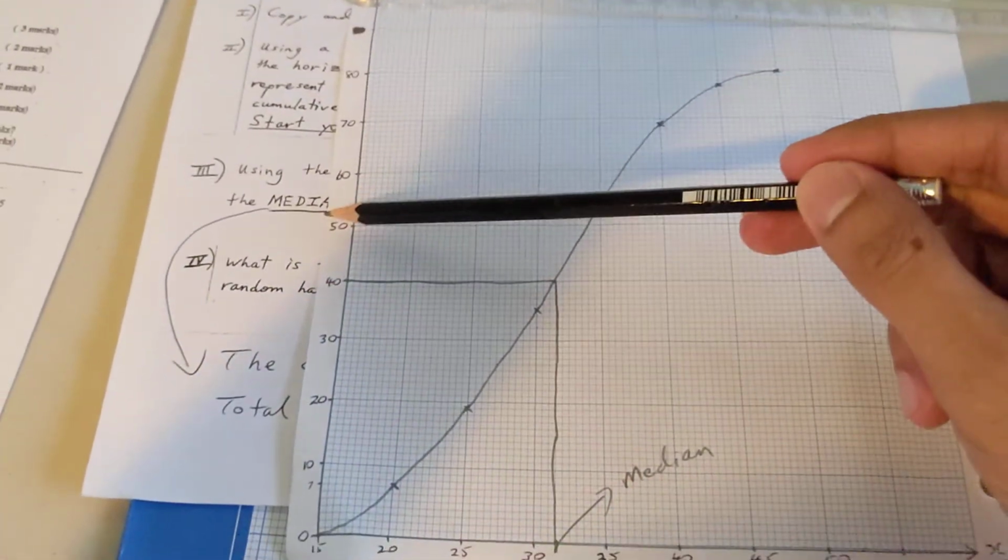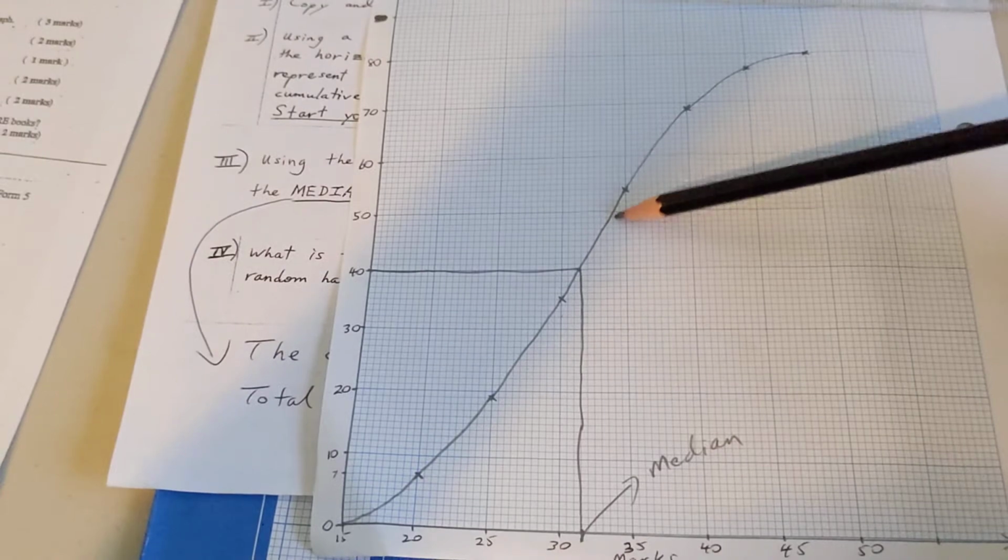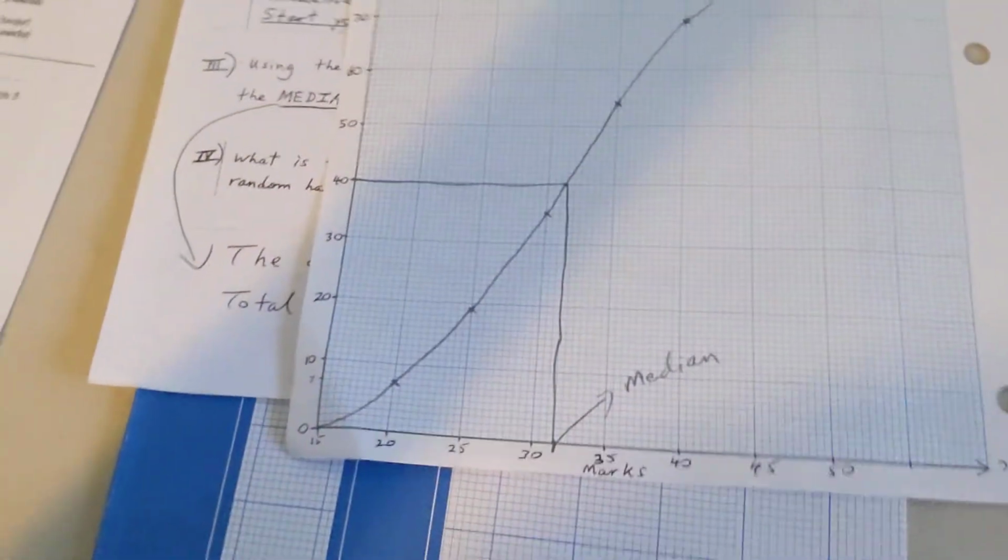Half the total frequency. So if your frequency was 100, half of 100 will be 50. At the 50 mark, I draw a line across. The minute it hits the graph, draw it down and read that value off your graph.